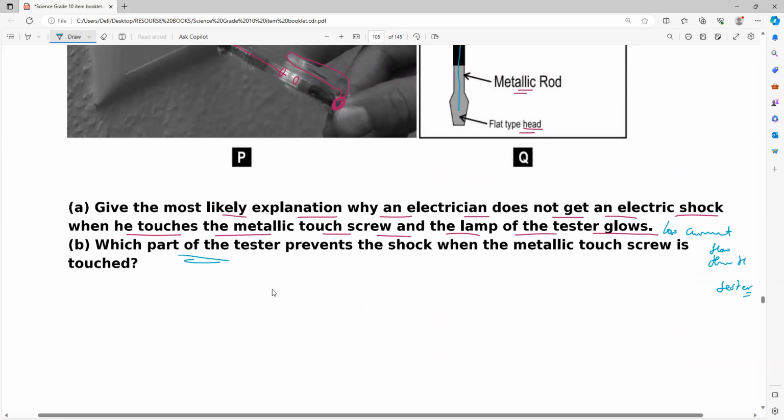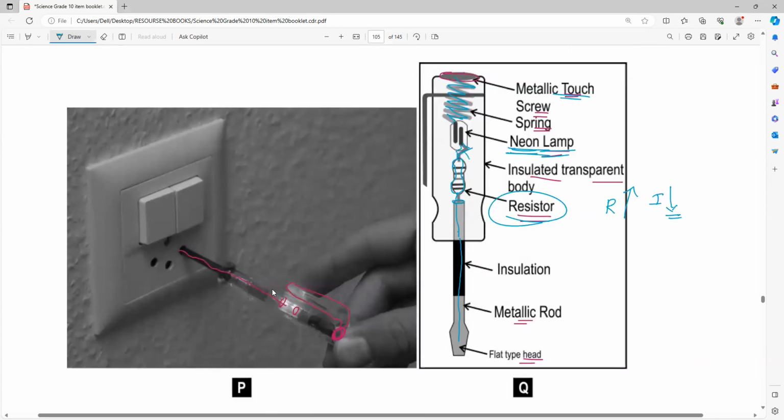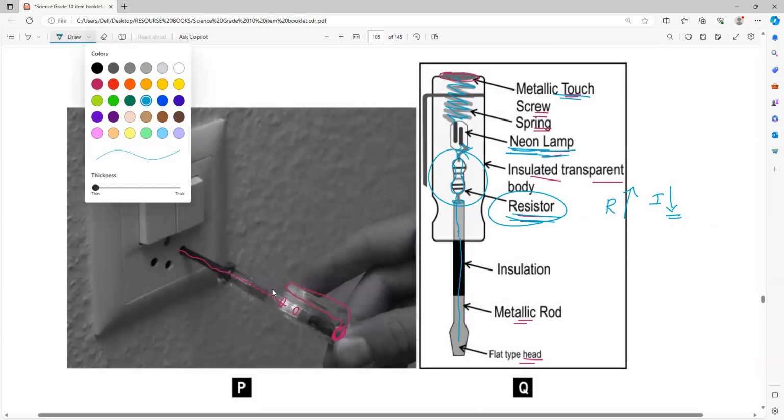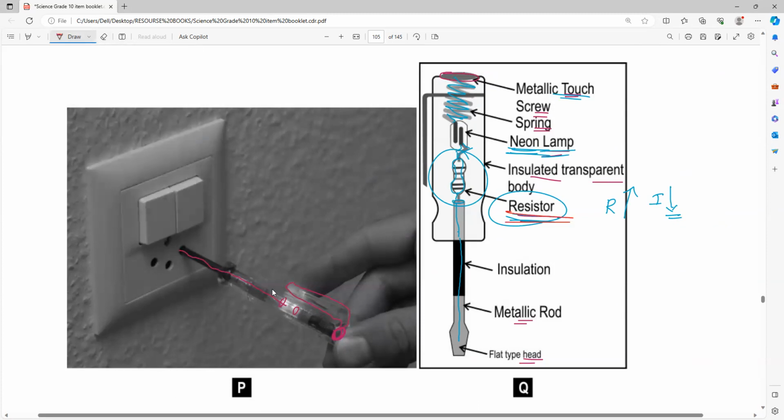Because which part of the tester prevents the shock when the metallic touch screw is touched? Which part is preventing us from the shocks? All of you? Resistor. So the resistor is preventing us from the electric shock. It will make less current flow through the neon lamp, so that we can identify it. So we are not experiencing any electric shock. Do you understand everybody? Clear? Any doubt, anybody can ask. Yes, please respond.